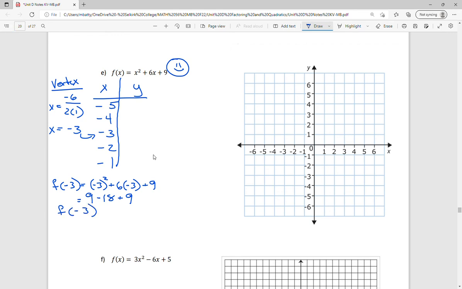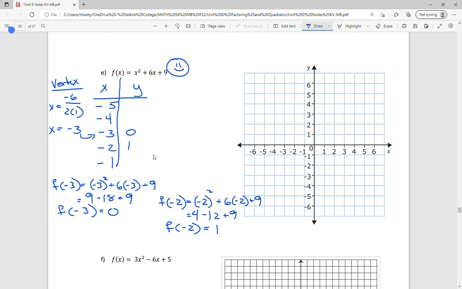F at -3, all that work, is 0. Okay, let's do the next one. Let's go down to the smaller numbers, just because I want to. F at -2, reading back to my original function, subbing in a -2 wherever I see that x, I'd have 4 minus 12 plus 9. Throwing that into my calculator, f at -2 is equal to 1.